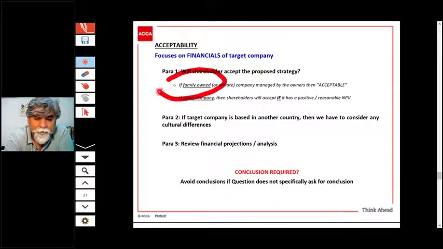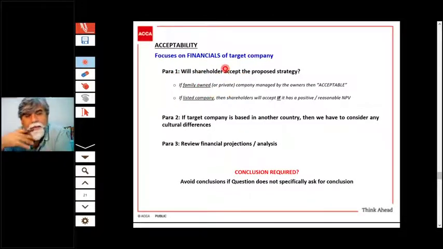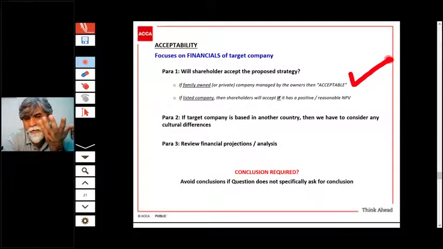So if it's a family-owned business, or a private company, the owners themselves are the directors, or the directors or the board are themselves the owners. That's a family business, or a small private group. So if the director is the owner, or the owner is the director, then it will be by default acceptable because they are one and the same person.